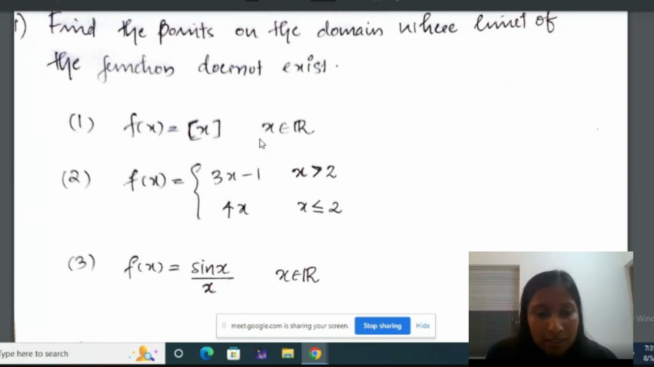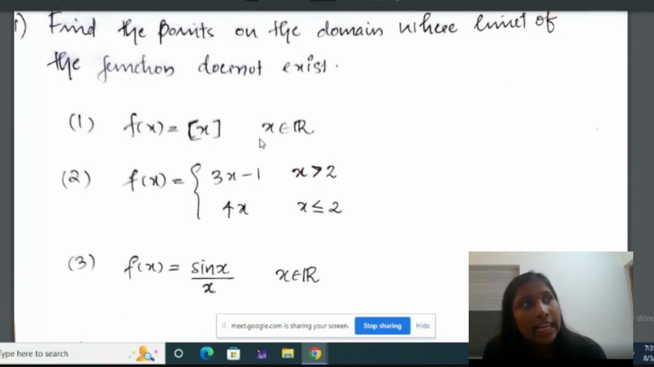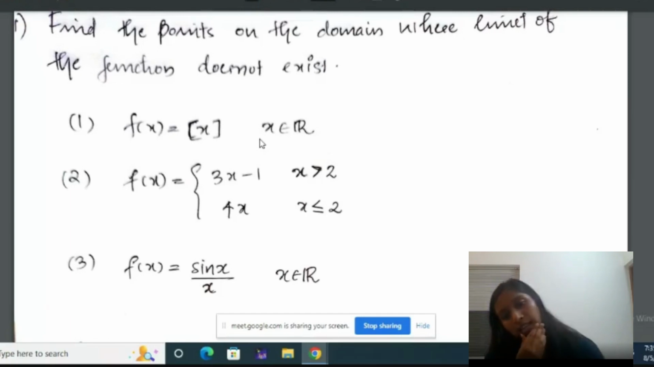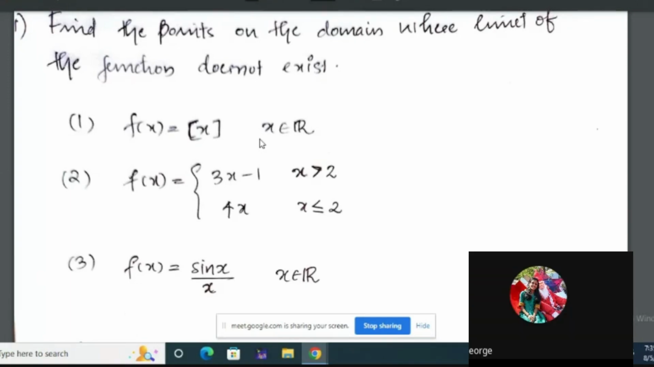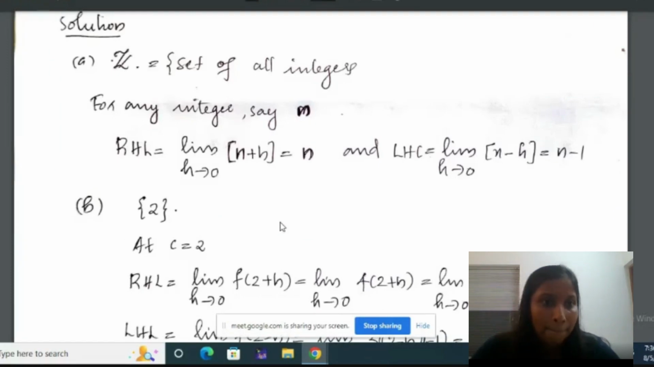So at n pi, what will be the limit? At 0. Actually, okay, at 0. So you are saying that at 0, the limit does not exist? Actually, it is an incorrect answer. So is there anyone who can clarify? 1. At 0, 1. Limit exists. 1. Okay, you can just go through the solutions.